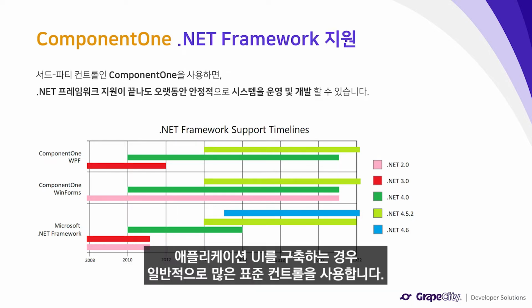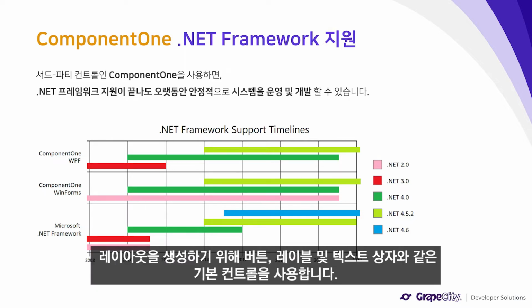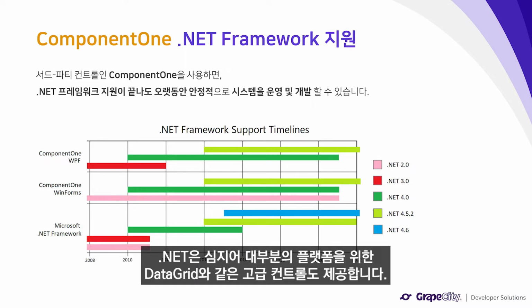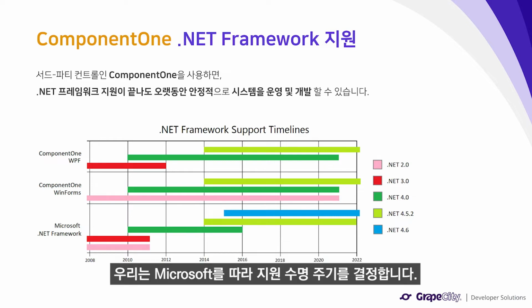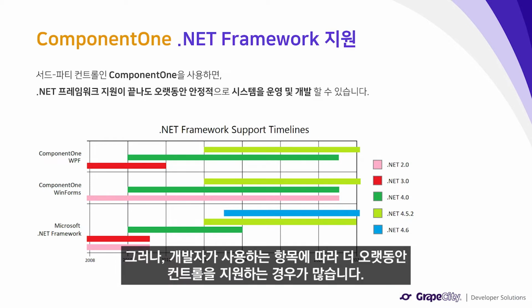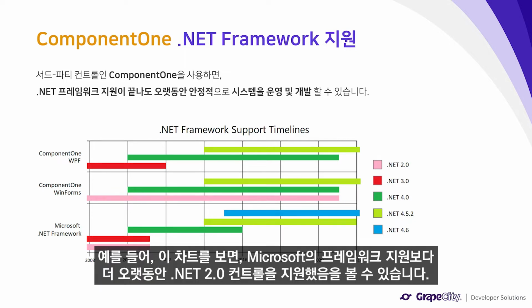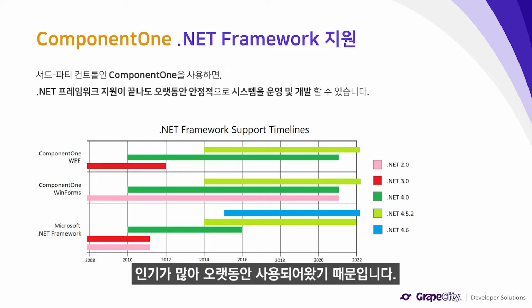If you're building an application UI, you will typically use a lot of those standard controls to create your layout, like the buttons and the labels and the text boxes, the very basic stuff. .NET even provides some more advanced controls like a data grid in most platforms. We tend to follow Microsoft's lead on the support lifecycle. However, we do often support our controls for longer, depending on what developers are using. For example, in this chart, you can see we supported the .NET 2 controls for a lot longer than Microsoft supported the framework itself. And that was because it was so popular, people were using it for so long.